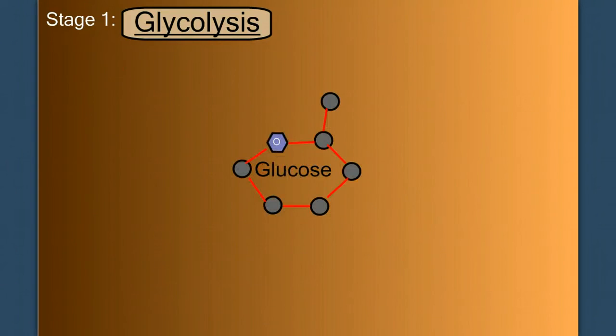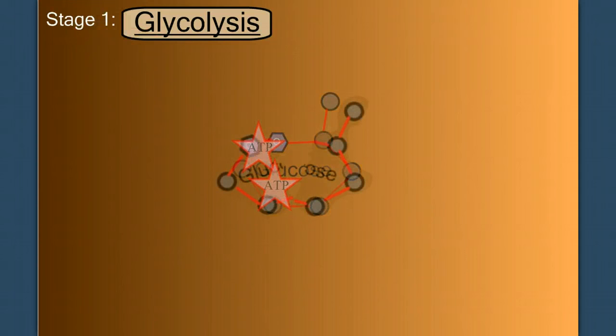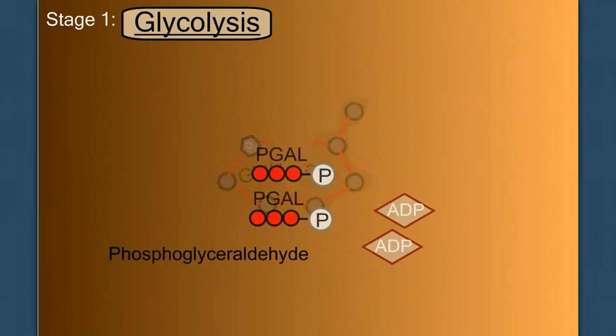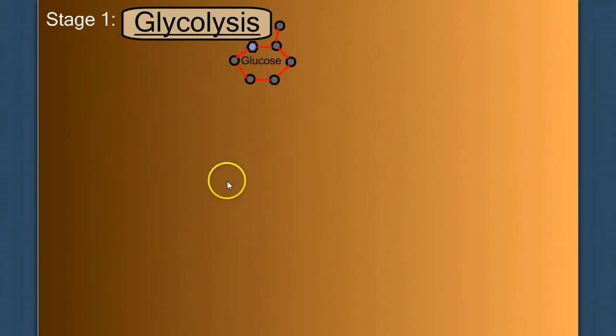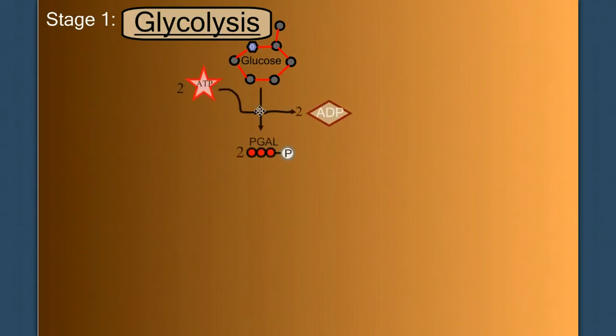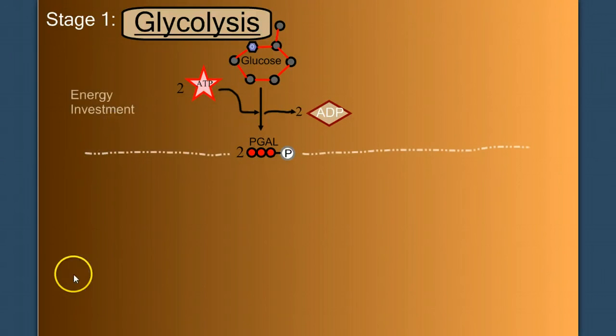So in our first step, we take a 6-carbon molecule and split it into 2 3-carbon PGALs, and it's going to cost us 2 ATP. We call this our energy investment stage. We spend 2 ATP to make 2 PGAL.